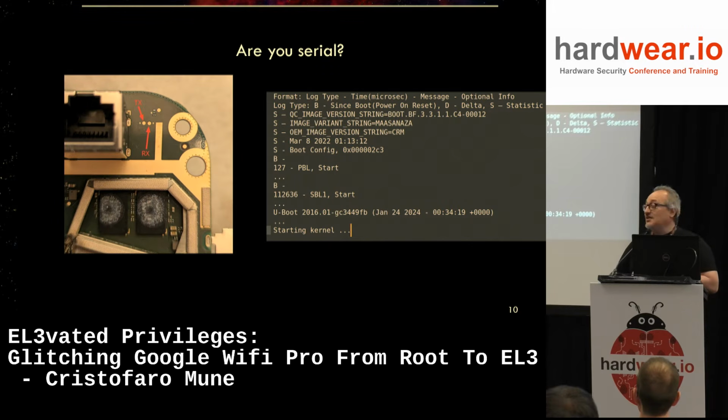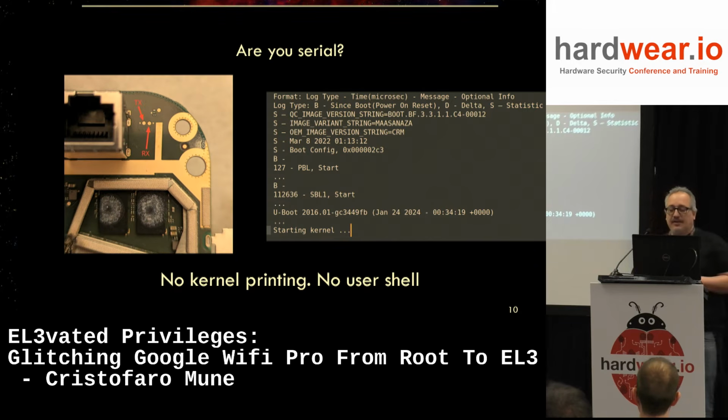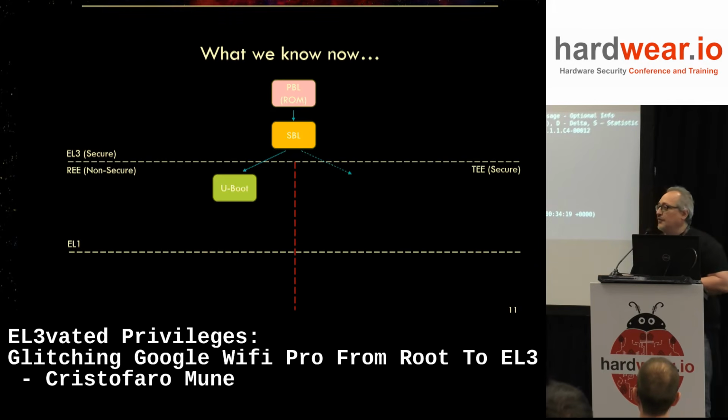And we just see that there is no kernel printout. "Starting kernel" is the only thing which is printed. I didn't cut the output. This is what you get if you connect the serial, nothing really more. No use of shell, even if you have serial. So what do we know now?